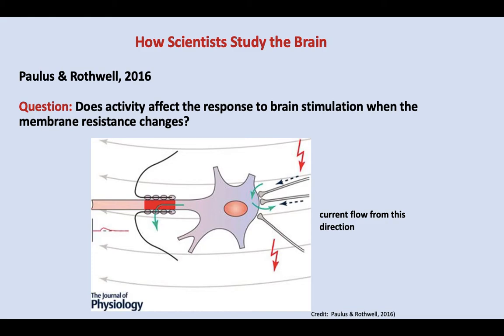One study that was particularly interesting was done by Walter Paulus and John Rothwell. This is a paper from 2016 called Membrane Resistance and Shunting Inhibition: Where Biophysics Meets State-Dependent Human Physiology. It's a meta-analysis of many studies where they were looking at whether the activity in the brain is changing and what kinds of influences are having an impact on membrane resistance.